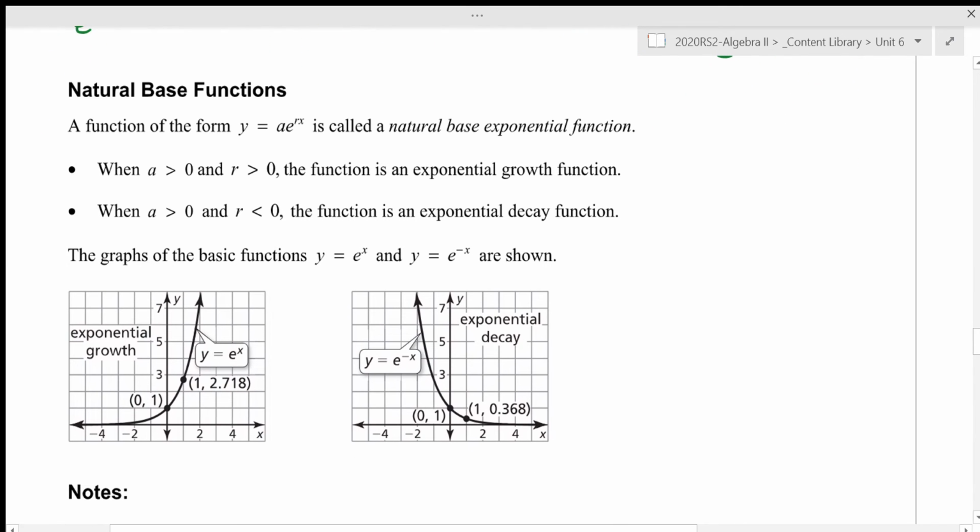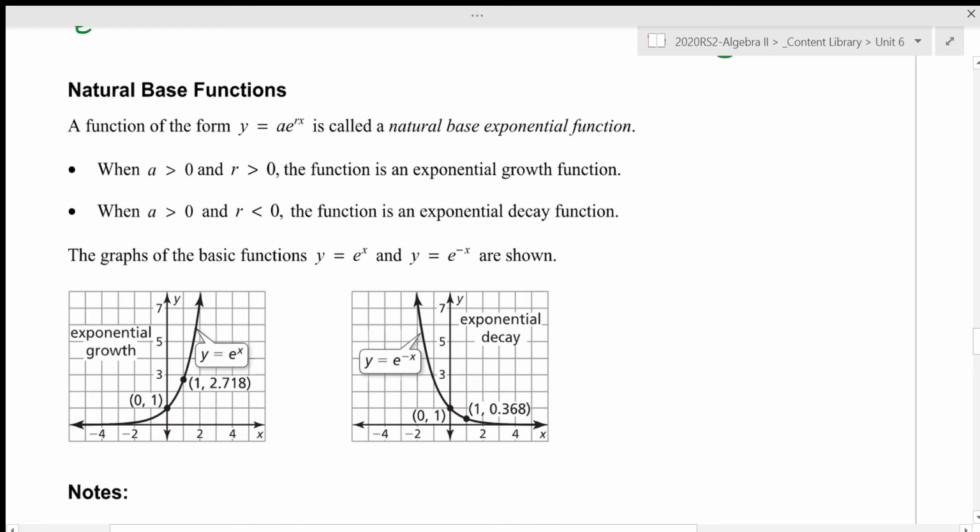All right, and the graphs look very similar to the graphs we saw yesterday. So you can see they have that same basic shape, e to the x. When x is positive, it goes up to the right, and if x is negative, it goes down to the right. Now, as far as graphing this, I'm never going to ask you to graph it just by hand.